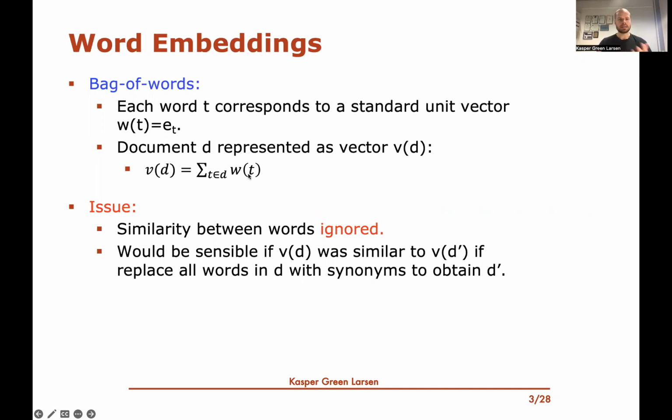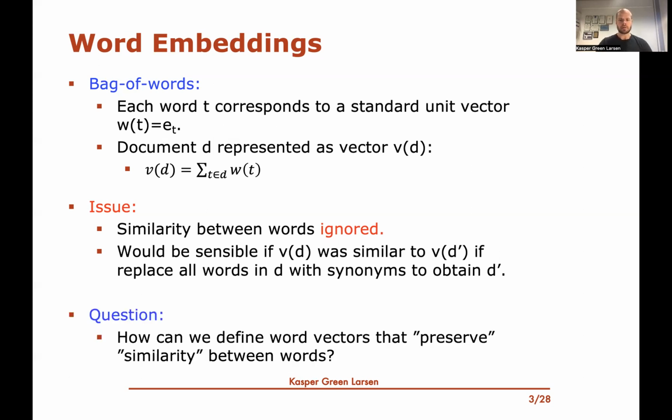Right. The issue with this representation, as we also tried to discuss a little bit in the previous video with the co-occurrence matrix, is that somehow this representation ignores similarity between words. At least it would be sensible if the vector representation of a document was similar to the representation of another document D if we replaced all the words by synonyms to obtain this other document, right? This is one of the things that we motivated co-occurrence matrices by. Now, of course, the question is, how do we define these word vectors, embeddings of words that preserve similarities between the words? And that's the question that we looked at also in the previous video.